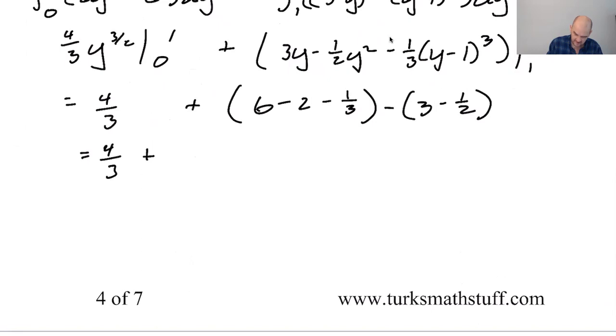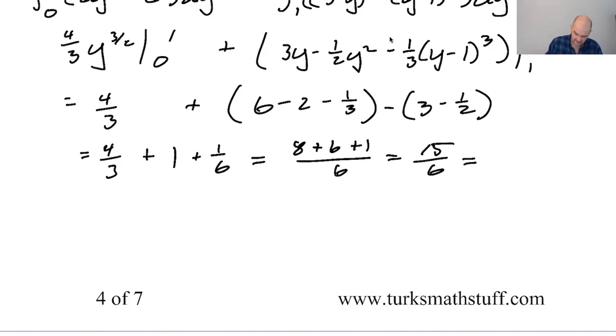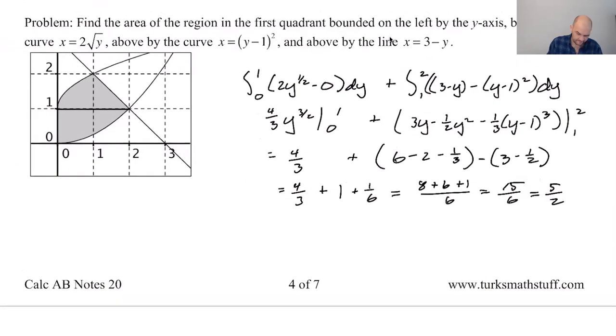So 6 minus 2 is 4, minus 3 is 1. And then negative 1/3 plus 1/2. Negative 2/6 plus 3/6 is 1/6. So 1 plus 1/6 is 7/6. Hmm, 5 halves? Does that feel right? It feels a little small. Maybe not.